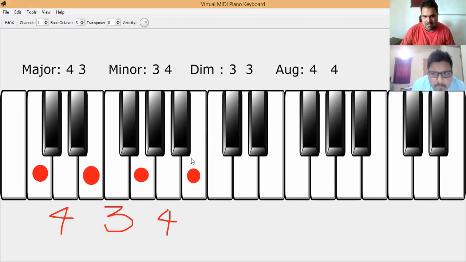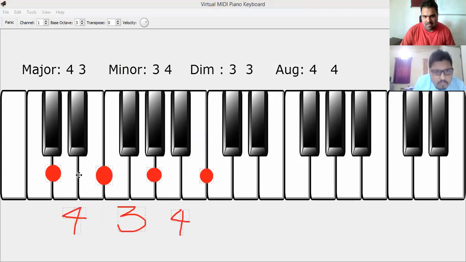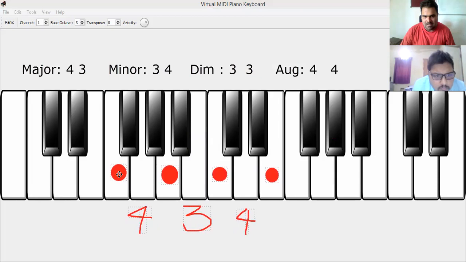When you see 3, it's called a minor third interval. So you see the structure is like this. That's a major seventh. It's called E major seventh. This will be called an F major seventh. Okay, F major 7. Same kind of structure, 4, 3, and 4.